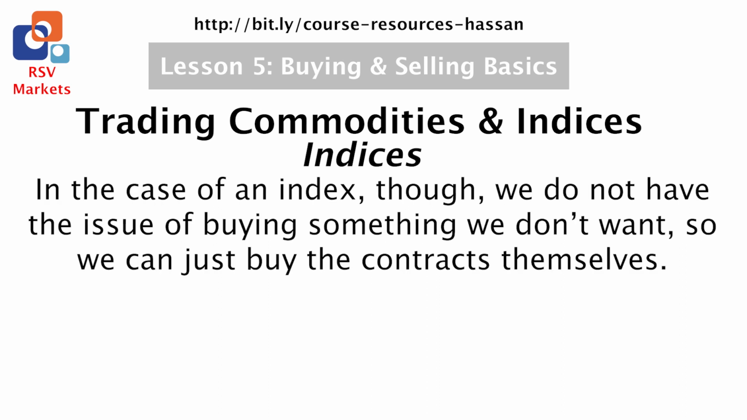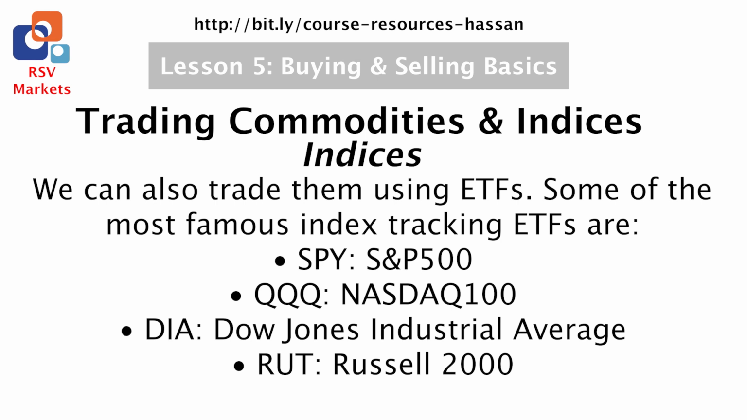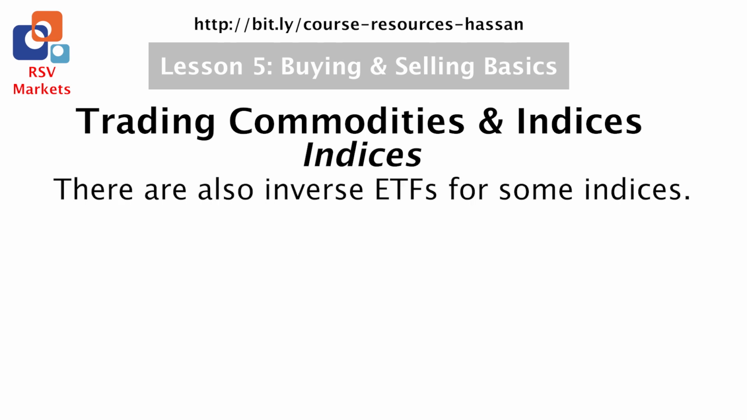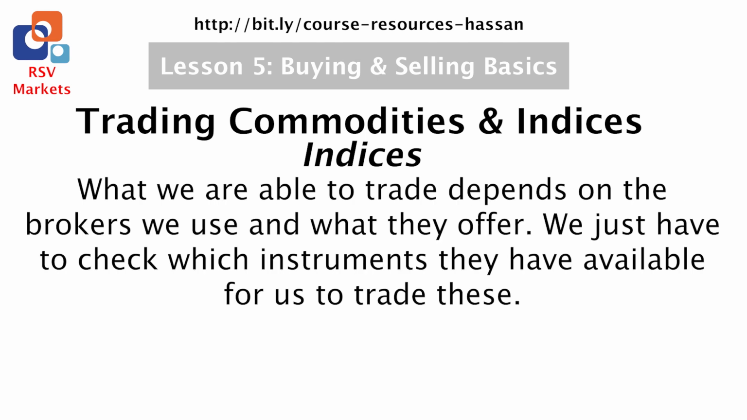In the case of an index, though, we do not have the issue of buying something we don't want, so we can just buy the contracts themselves. We can also trade them using ETFs. Some of the most famous index tracking ETFs are SPY for the S&P 500, QQQ for the Nasdaq 100, DIA for the Dow Jones Industrial Average, RUT for the Russell 2000. There are also inverse ETFs for some indices. What we're able to trade depends on the brokers we use and what they offer. We just have to check which instruments they have available for us to trade these.